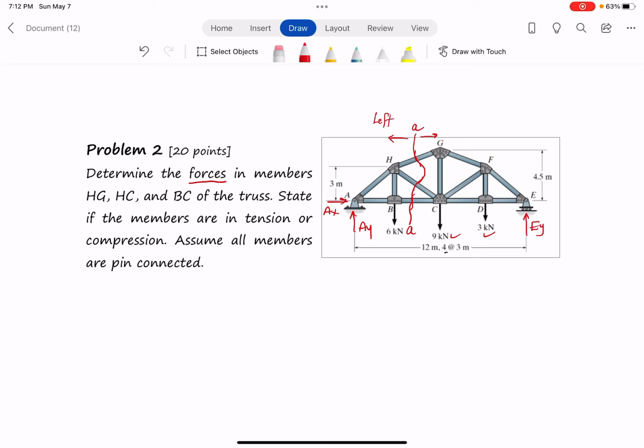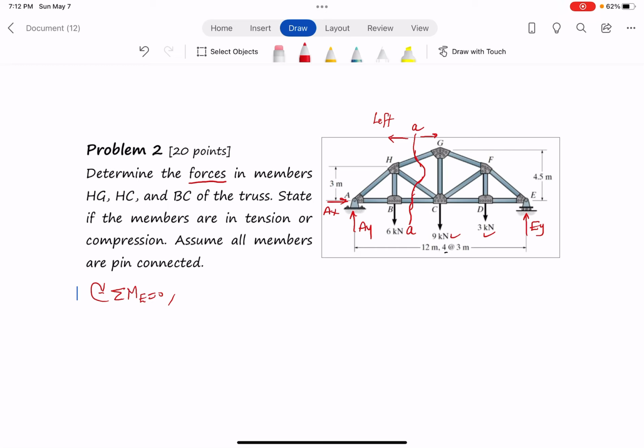But before we do the section, we have to find the reactions AX, AY. Eventually, the best is to find the moment at E. Summation of moment at E equal to 0. Why are we doing this? Because we are trying to find AY.